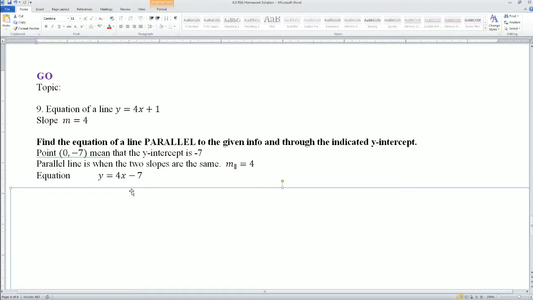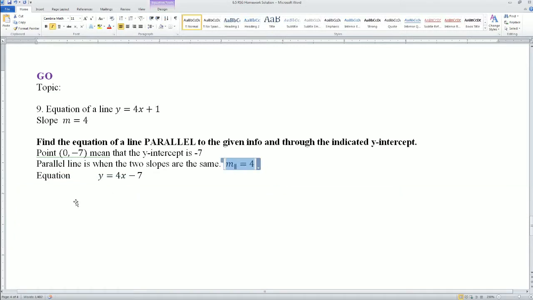The first part: find the equation of the line that is parallel. We know that parallel lines have congruent slopes. So if the slope here is 4, the parallel line will also have a slope of 4. Here's the point, (0, negative 7). We know that the y-intercept is negative 7. Plug into the equation y equals mx plus b. m is 4, again, because the line is parallel, and the y-intercept we get from the point is negative 7.